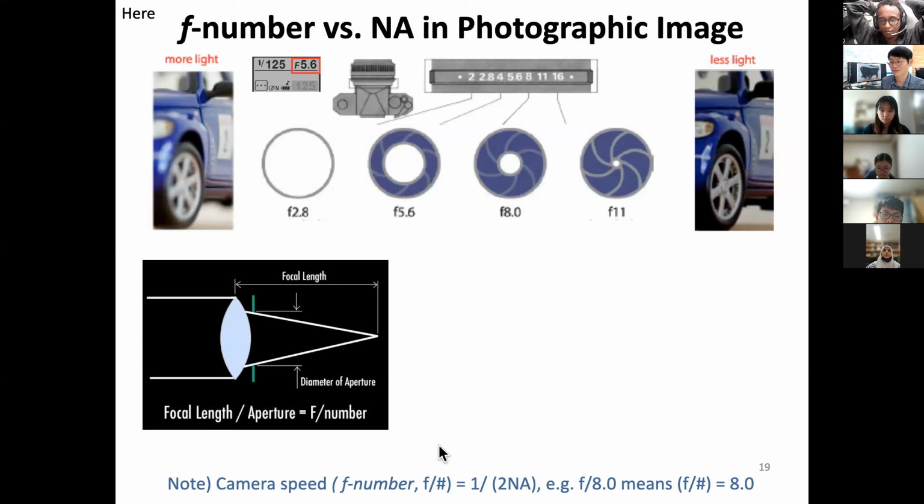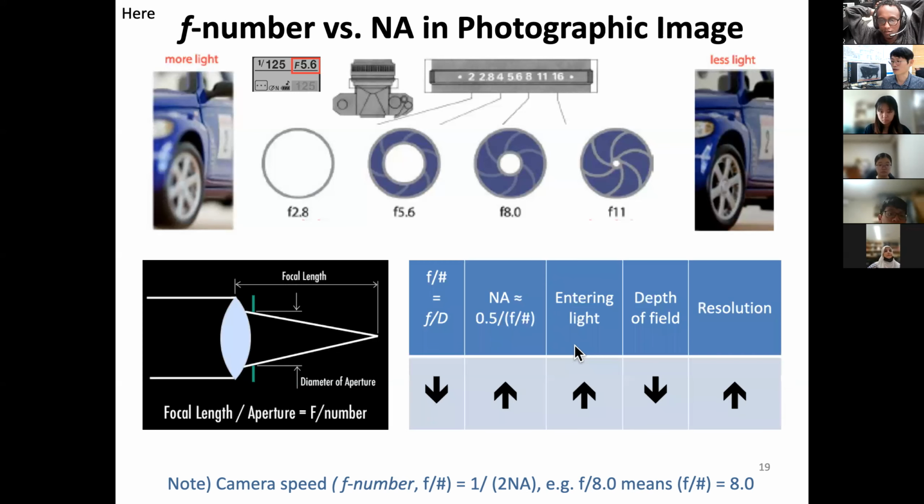In fact, you learned about numerical aperture before. Roughly you can consider this F number as related to numerical aperture, because numerical aperture is defined not by the diameter, but by the half angle. So F number is almost similar to 1/2 numerical aperture. That's what you can consider. What's sometimes confusing is that we write F/8.0. What this means is F number equals 8.0. That's the nomenclature we are using.